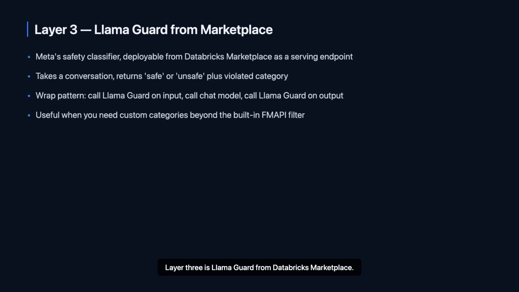Layer 3 is Llama Guard from Databricks Marketplace. This is the same Meta safety classifier as Layer 2, but deployed as its own separate model serving endpoint that you control. You hand it a conversation, and it returns either safe or unsafe, plus the category that was violated. The pattern is 2 referees, one before kickoff and one after the play. You call Llama Guard on the input, then your chat model, then Llama Guard on the response before any of it reaches the user. Reach for this layer when you need custom categories beyond what the built-in filter covers.